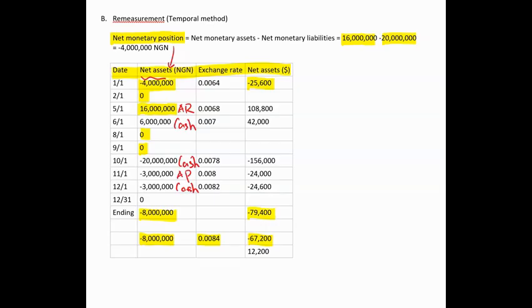As in the prior table, negative $79,400 is what is recorded on the books, and the $67,200 is what the number should be. If we use the should-be amount minus the recorded amount, we get a positive $12,200. So this is actually a gain. That's a remeasurement gain.